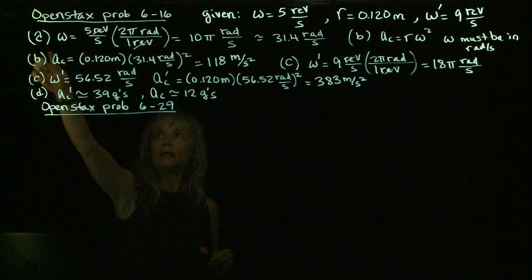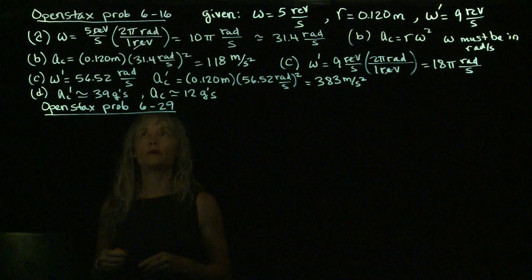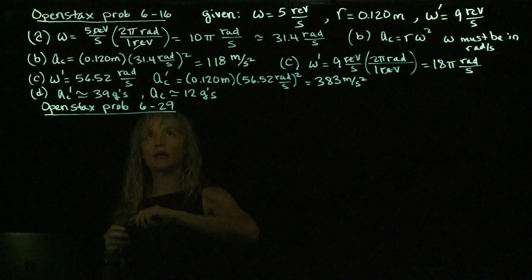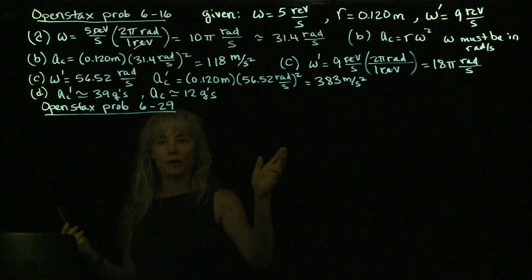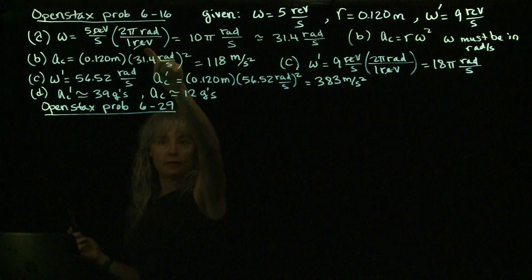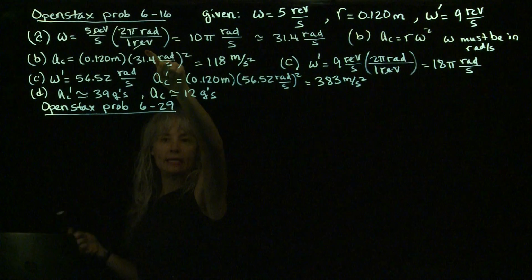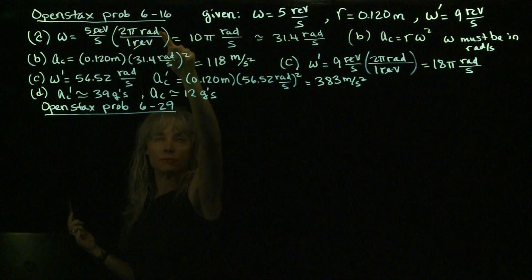All right, so A, omega is 5 revolutions per second. We want to convert that 5 revolutions per second to radians per second. So I can only multiply by a ratio whose value is 1. I want to get rid of revolutions, so I put it in the denominator. And how many radians is the same as 1 revolution? 2 pi radians are the same as 1 revolution.